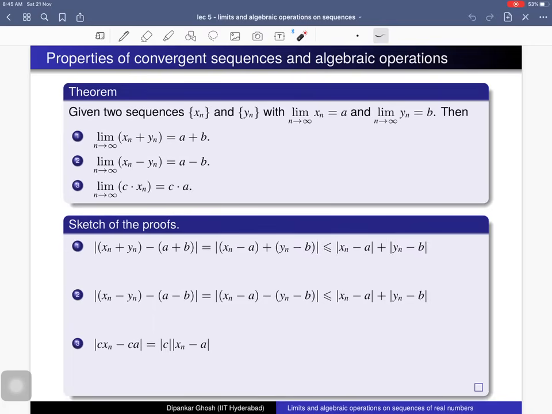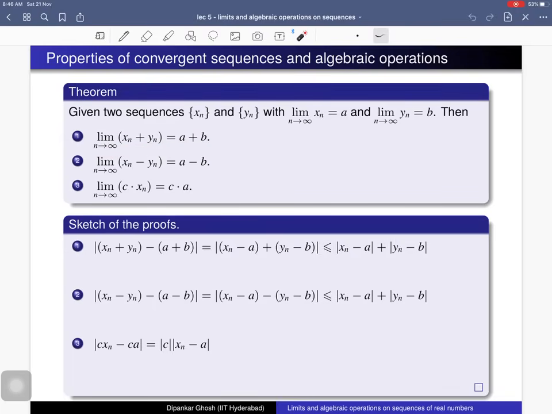You consider two convergent sequences, and by convergent sequences I mean that the sequence has a limit. So you consider two sequences xn and yn, and suppose limit n tends to infinity xn is a and limit n tends to infinity yn is b. This theorem says what the limit of the sum of these two convergent sequences is. So we claim that limit n tends to infinity of xn plus yn will be the sum of the limits of those two individual sequences. So this limit should be a plus b.